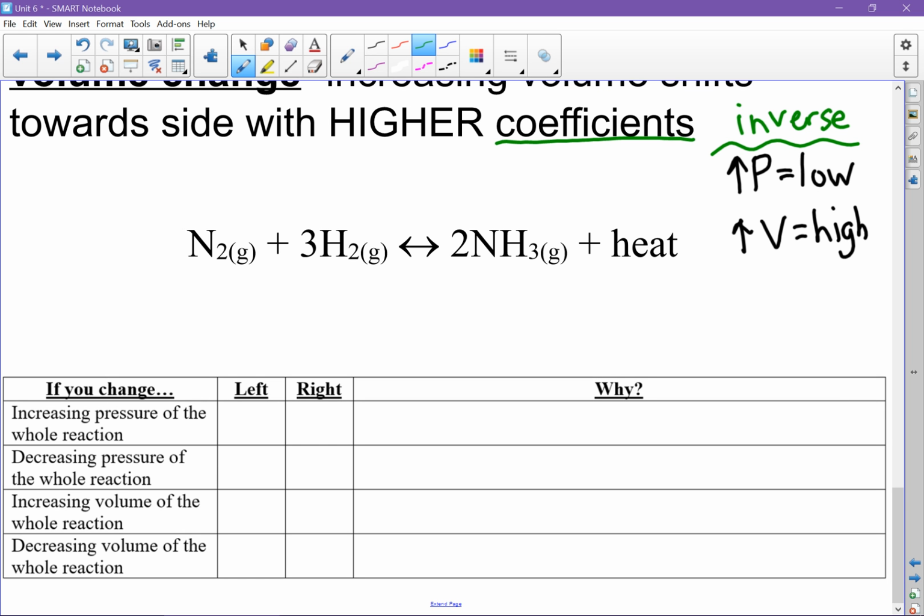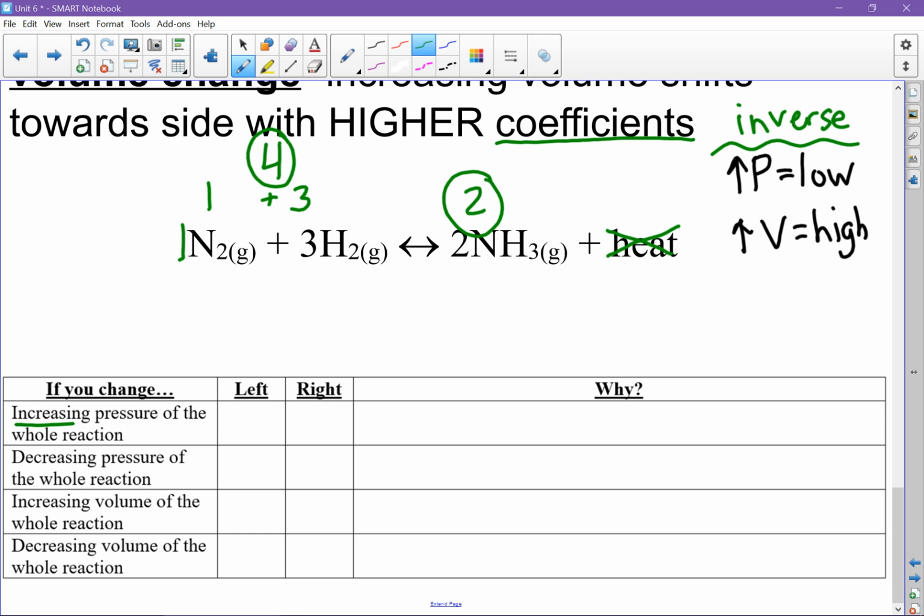N2 doesn't have a coefficient in front of it, which means it's a 1. So if I added those up, I would get 1 plus 3. This side has a total of coefficients of 4. Over here we have a 2. Heat doesn't actually get a coefficient. That's not something that we balance, so you're not going to count it in your coefficients. So now I can see which side has higher and lower coefficients so that we can apply the rules.